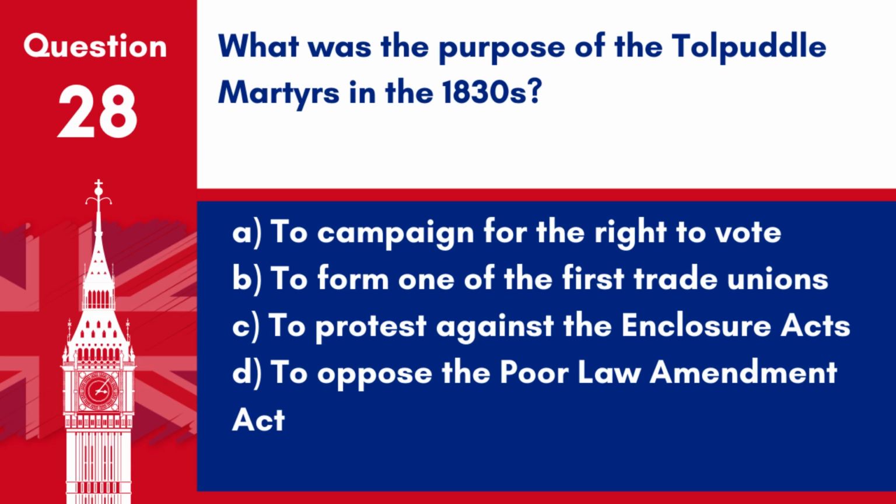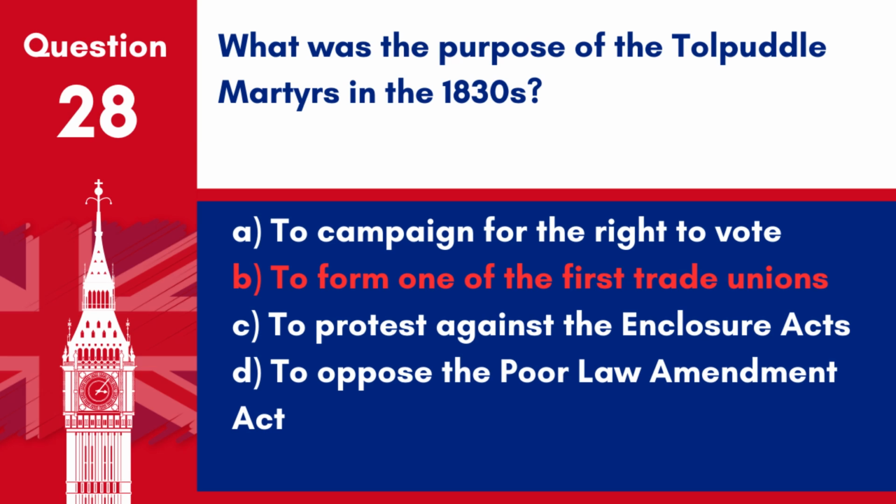Question 28. What was the purpose of the Tolpuddle martyrs in the 1830s? A. To campaign for the right to vote. B. To form one of the first trade unions. C. To protest against the Enclosure Acts. D. To oppose the Poor Law Amendment Act.